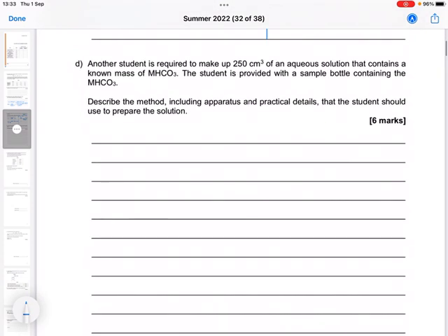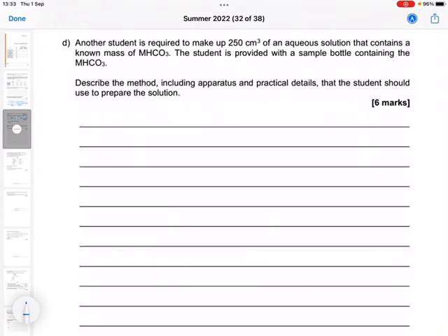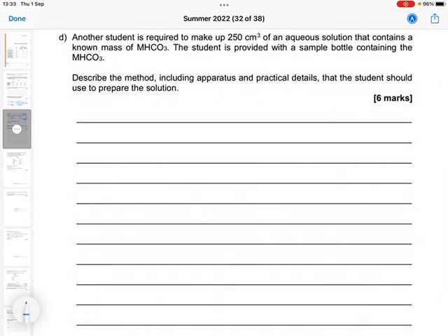Part D, another student is required to make up 250 centimetres cubed of an aqueous solution that contains a known mass of MHCO3. The student is provided with a sample bottle containing MHCO3. Describe the method, including apparatus and practical details that the student should use to prepare a solution. So this is a couple of things here. This is a levelled response. It's quite a common levelled response, making up a standard solution. And when you've done these a few times, you'll get this.